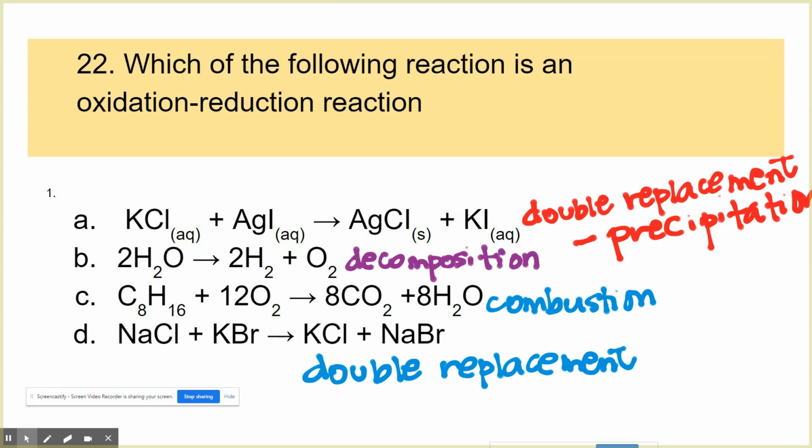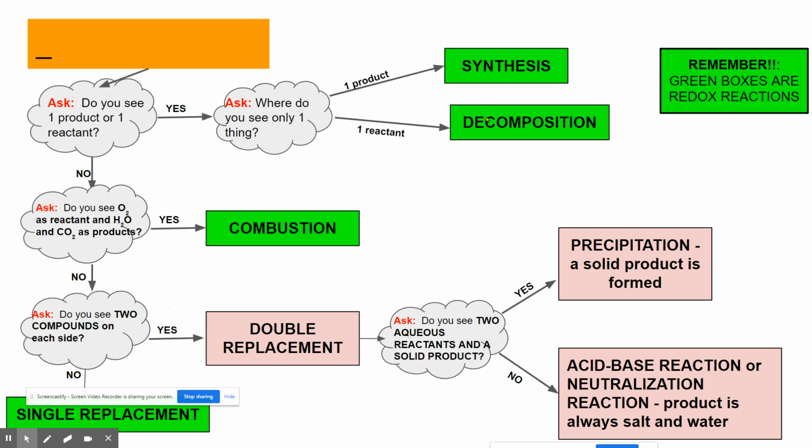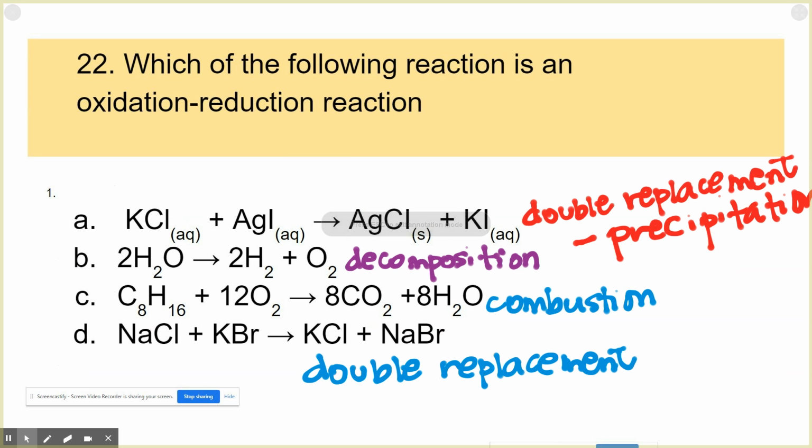So let's look at our flow chart one more time. If you go back to our flow chart, you can clearly see that the only ones that are redox are synthesis, decomposition, combustion, and single replacement. Double replacement, precipitation, and acid-base reactions are not redox reactions. So, which one is a redox reaction? So the first one is not a redox. So X.